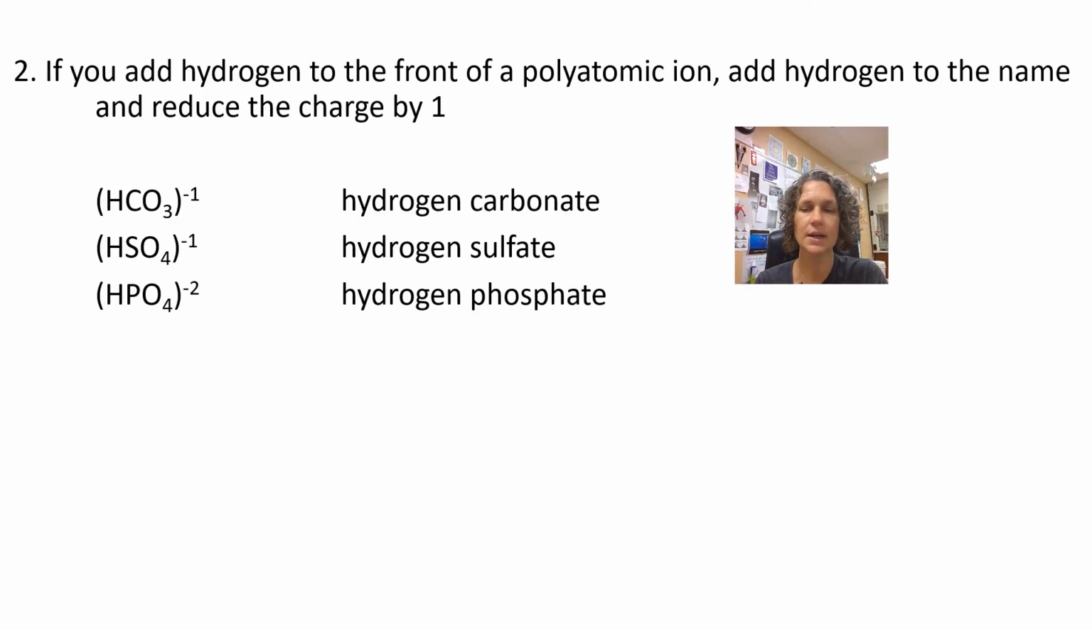All right, a second group of relatives is if you add hydrogen. If you take the polyatomic and add hydrogen in front of it, then it adds hydrogen to the name, and you reduce the charge by 1. And again, reducing charge is a little bit different because you're reducing a negative. So that first one is the relative of carbonate, CO3. It has a -2 charge, but when you add the hydrogen in, it becomes hydrogen carbonate, and you go from a -2 charge down to a -1. That's because hydrogen is a +1, and so -2 plus the +1 gives you the -1.